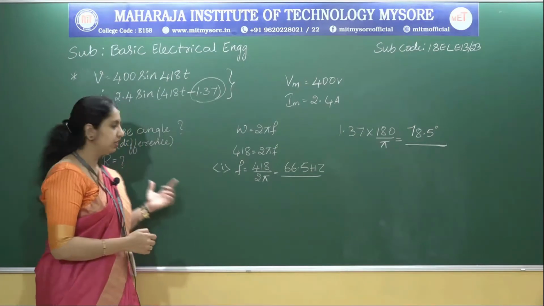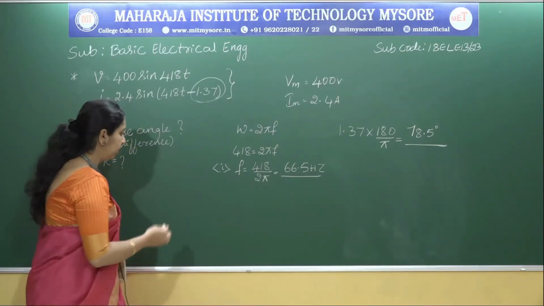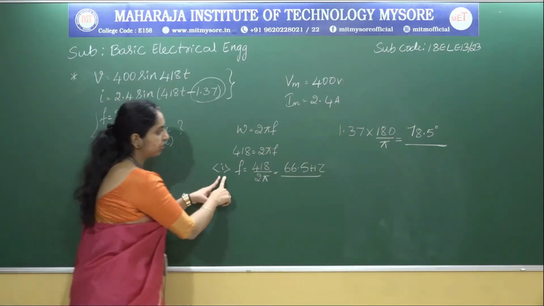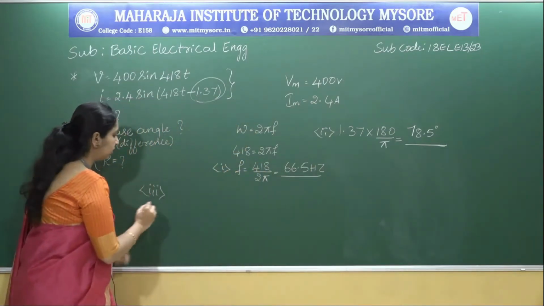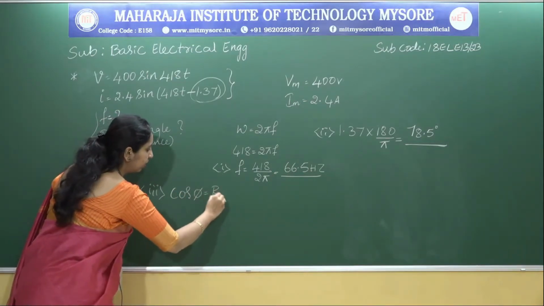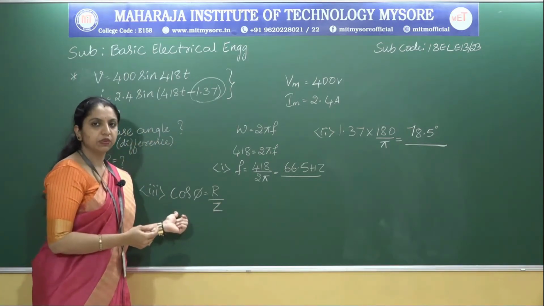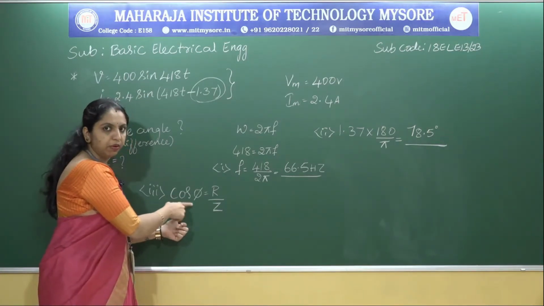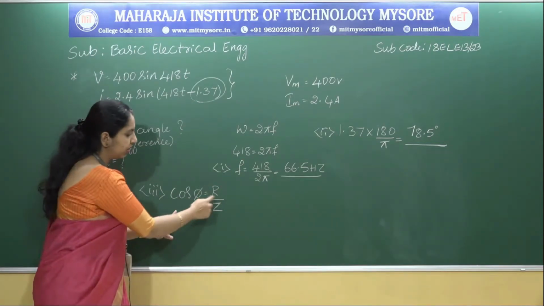Now the last part is the resistance. How can we calculate the resistance of the circuit? Remember, the first one is frequency, the second is the angle difference, and the third is resistance. We have an equation cos phi equals R divided by Z, and we also call cos phi the power factor. Using this equation we can calculate the value of R.